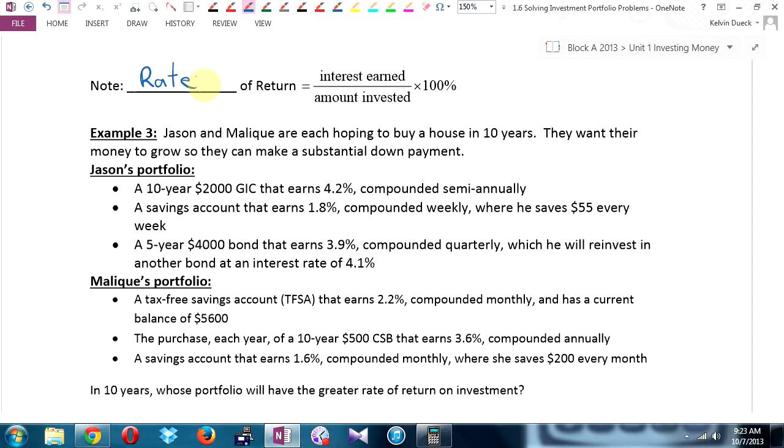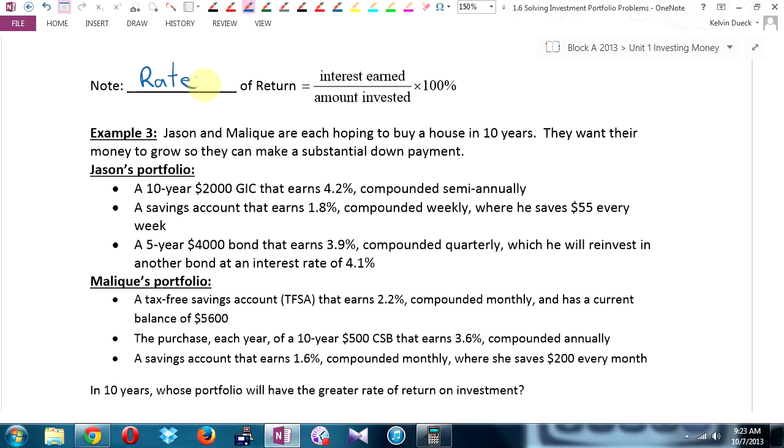So Jason's portfolio includes the following: a 10-year, $2,000 GIC that earns 4.2% compounded semi-annually, a savings account that earns 1.8% compounded weekly where he saves $55 every week, and a 5-year $4,000 bond that earns 3.9% compounded quarterly, which he will reinvest in another bond at an interest rate of 4.1%.